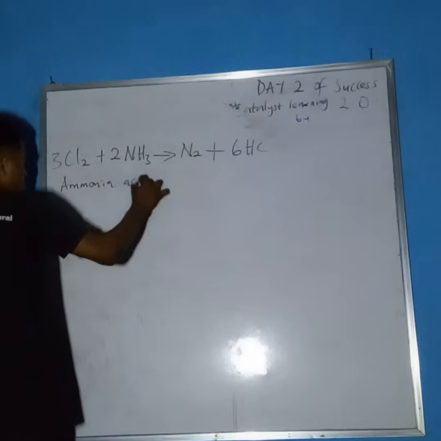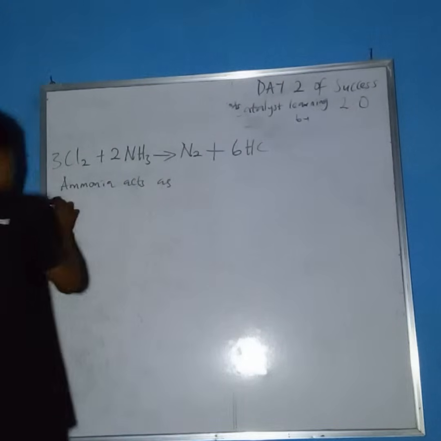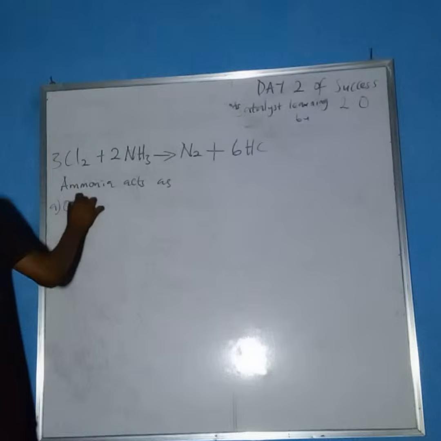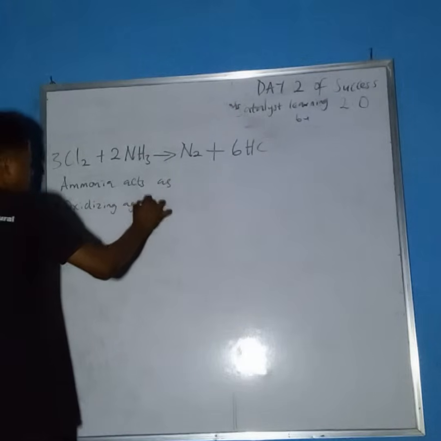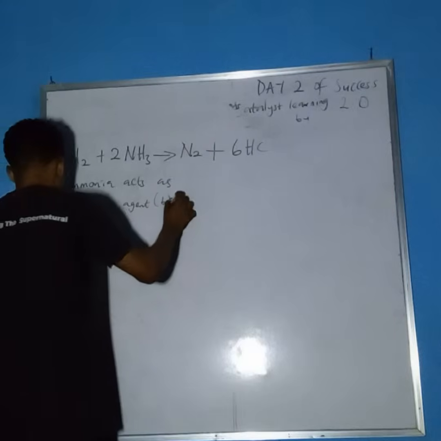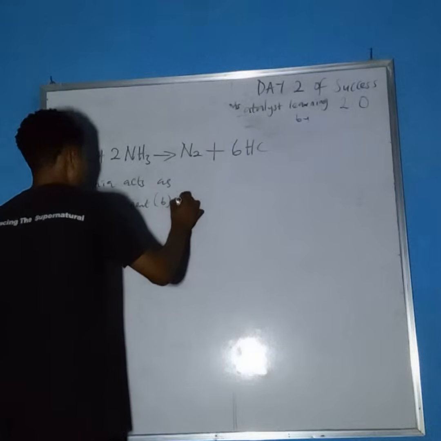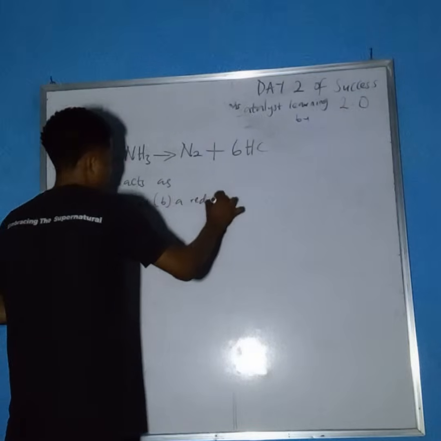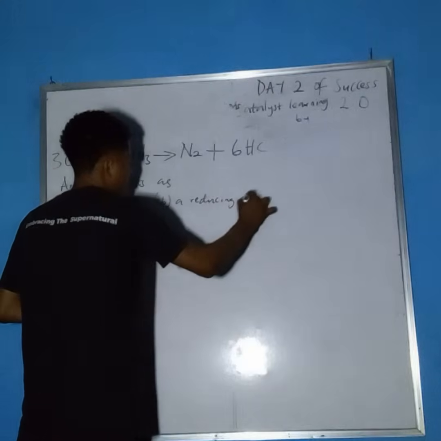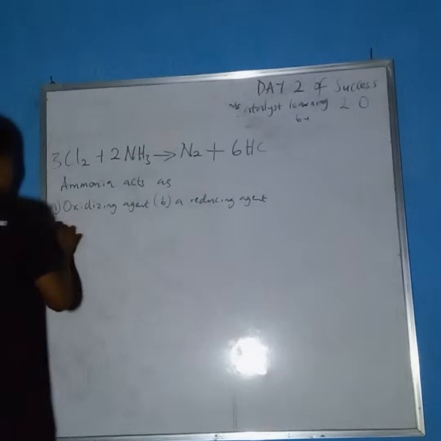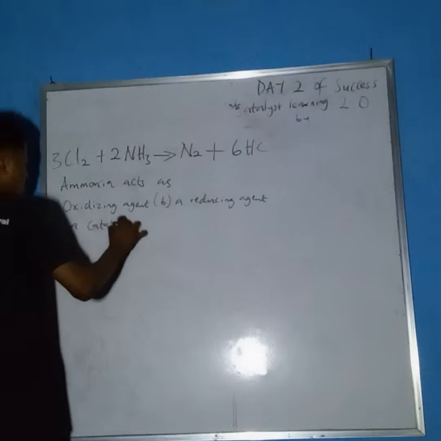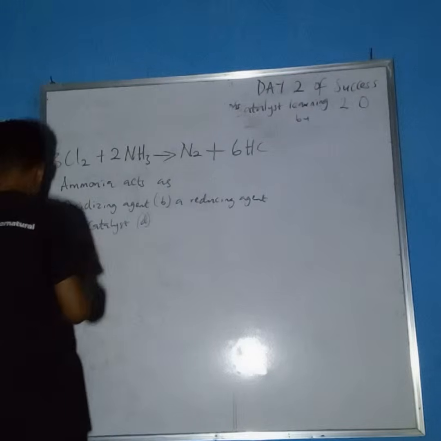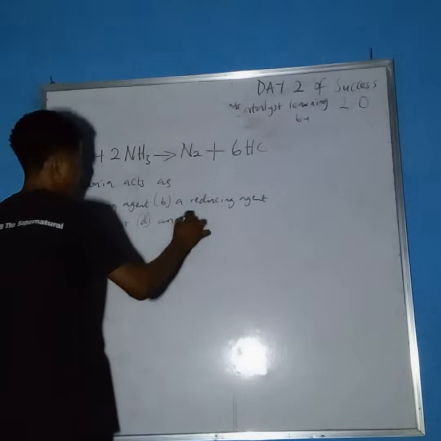It asks: ammonia acts as option A, an oxidizing agent, option B, a reducing agent, option C, a catalyst, option D, an acid.